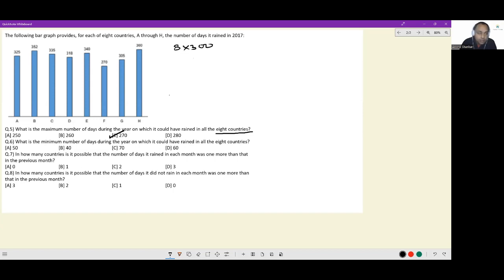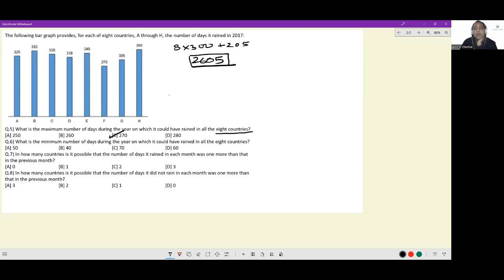Now 25 and 35. 25 and 35 is 60. 60 plus 52 is 112. 112 plus 18 is 130. Minus 30 gives me 100. 100 plus 40 is 140. 140 plus 60 is 200. 200 plus 205. This is the summation that we will get, or 2605. This is the summation that we get.